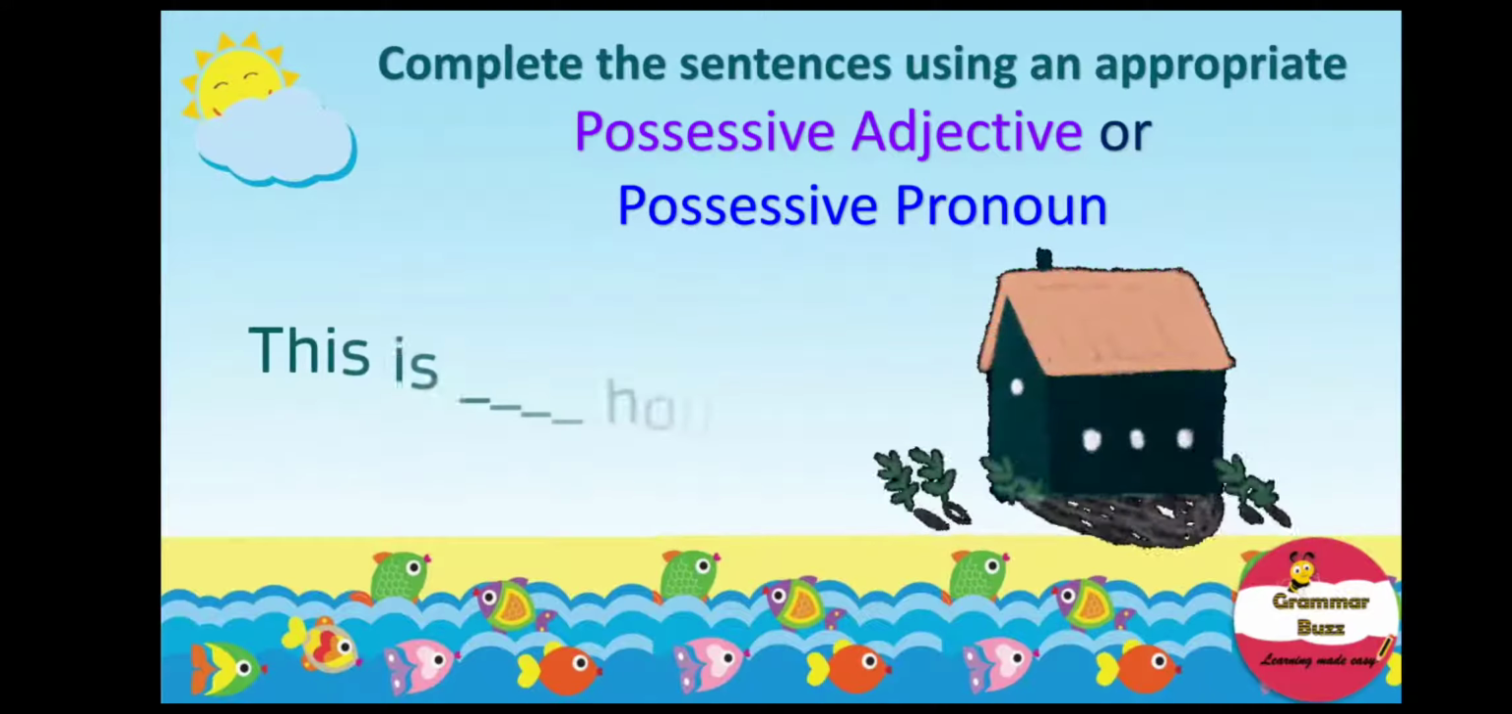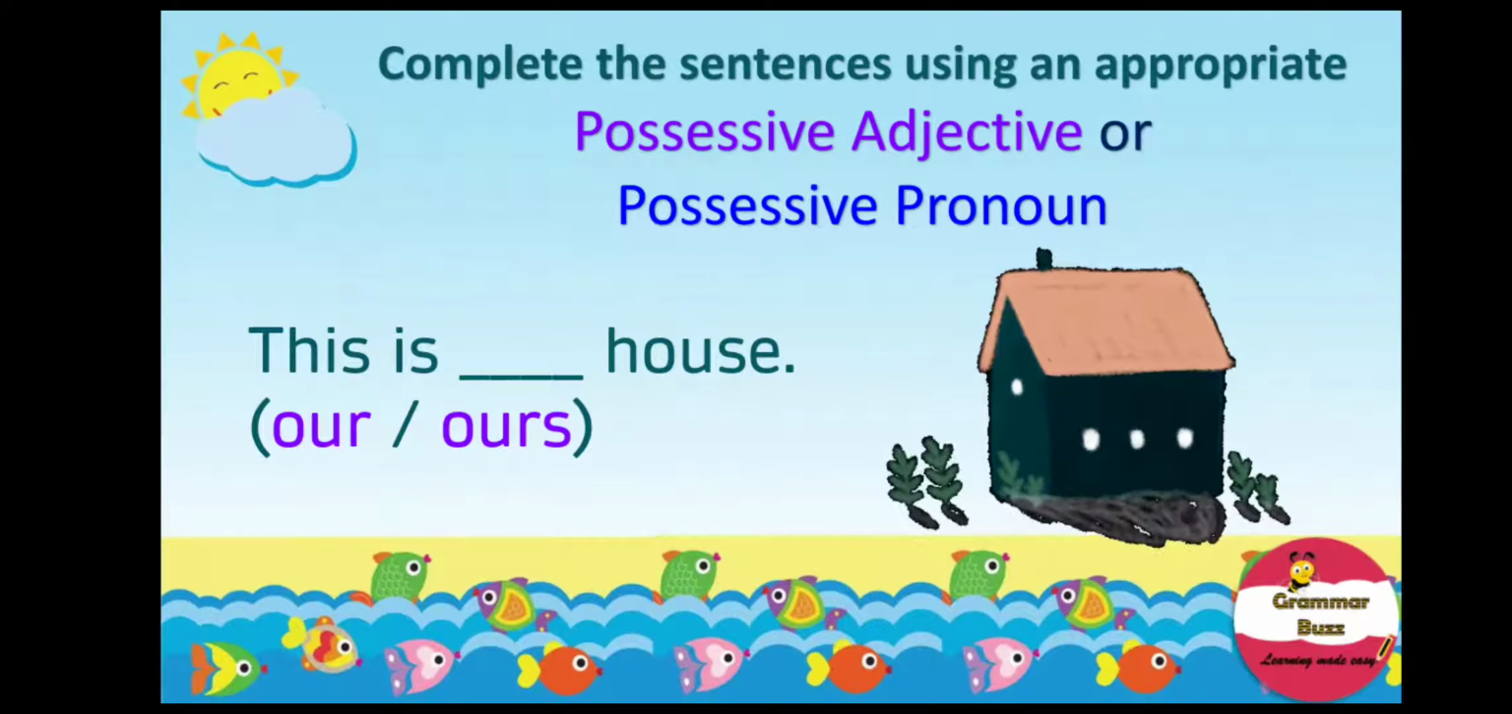And the sentence says, this is ours house. Which one could it be? Can you guess? Can you identify? Yes, you're right. It is, this is our house. So here our is a possessive adjective. Good job.